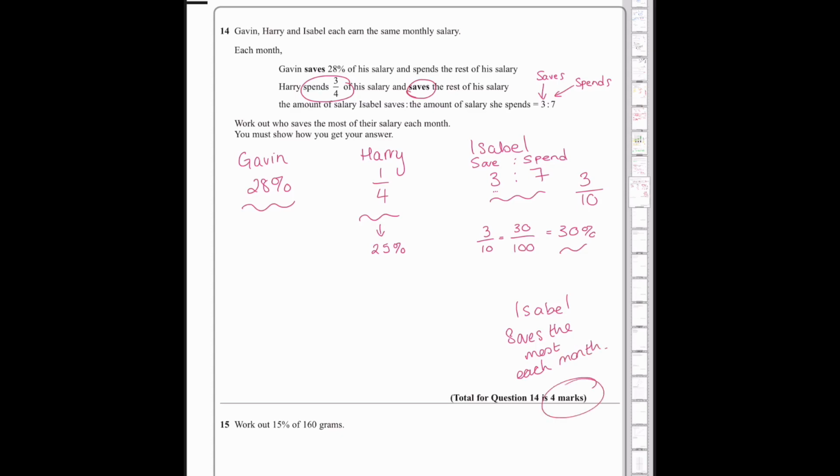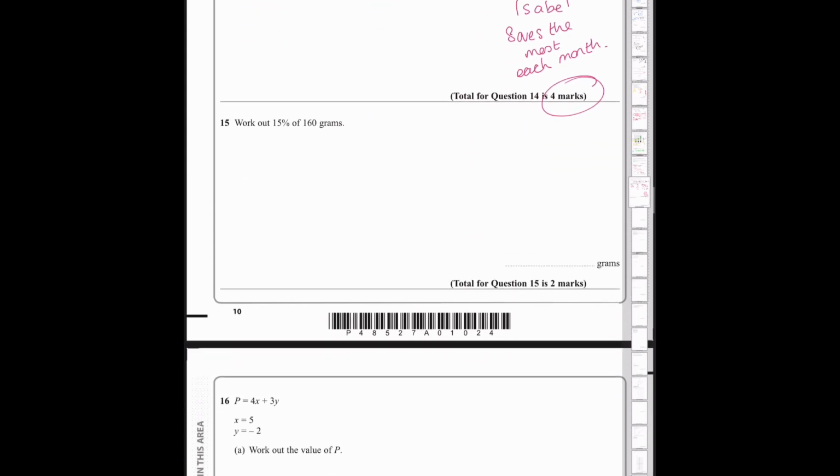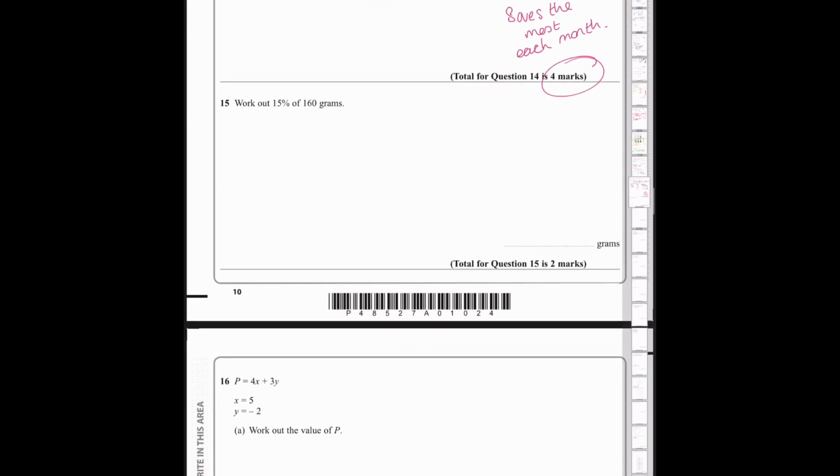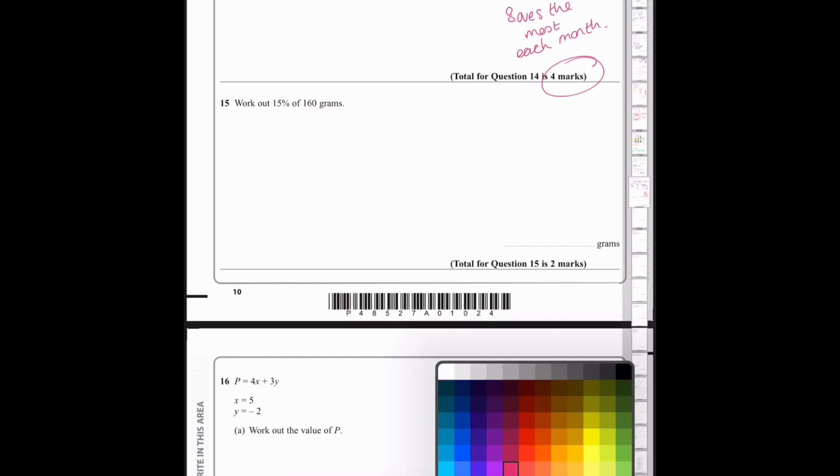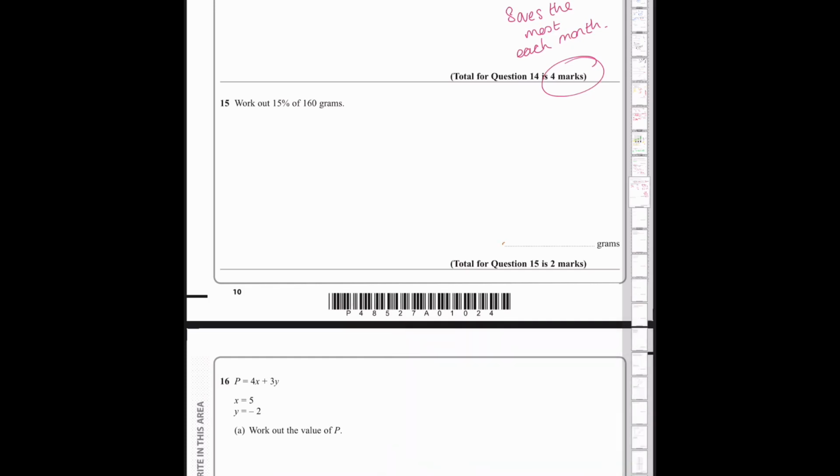Now, after that quite tricky question, it then asks you to work out 15% of 160 grams. So I'm hoping you can do this one quite easily now. What we're going to do is, first of all, work out 10%. So 10% of 160, okay? We just take off that 0, which is 16. We just divide by 10. That's what we did. We divided by 10.